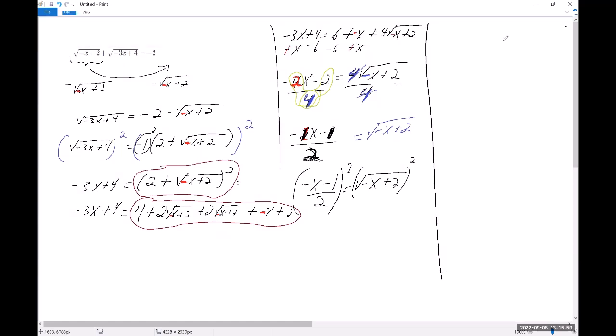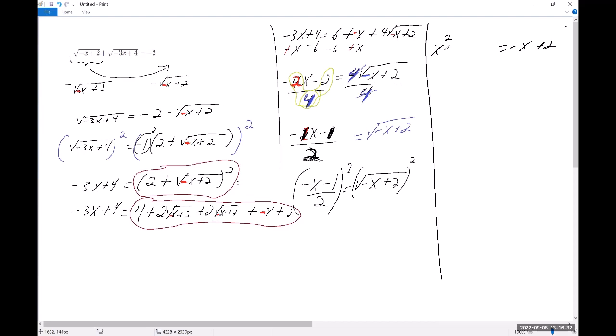So on the right side, I'm left with negative x plus 2. And on the left side, I've got x squared. Now I'm going to do some FOIL in my head. I'm going to multiply it out in my head, which some of you may not like because you can't see all the work.